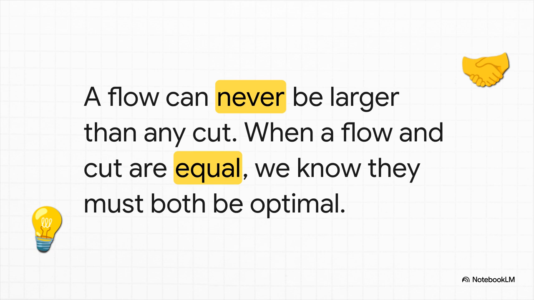Let's really get the intuition for this, because it's so important. Think about it. Any cut that separates the source from the sink, all the flow has to pass through the edges of that cut, right? So the total flow can never ever be bigger than the total capacity of that cut. The cut is an upper bound. What Ford-Fulkerson does is it finds a flow, and it also implicitly finds a cut where the flow is equal to the cut's capacity. And if the flow can't get any bigger and the cut can't get any smaller, they must both be optimal. The network's strength, its max flow, is literally defined by its greatest weakness, its min cut.